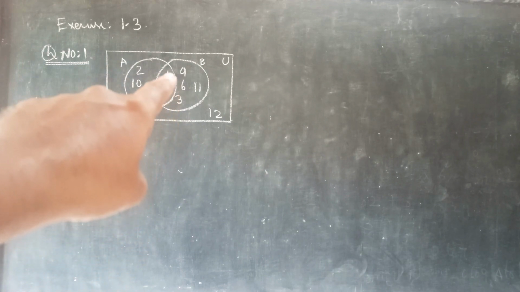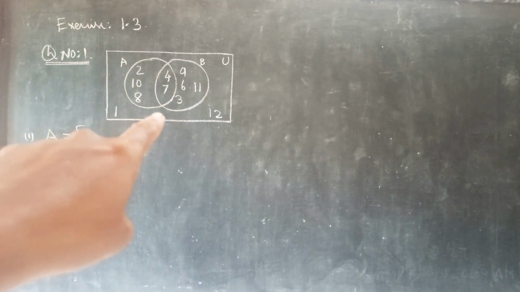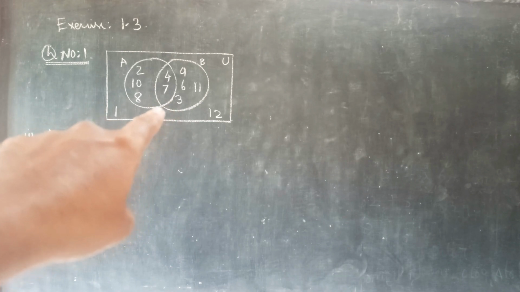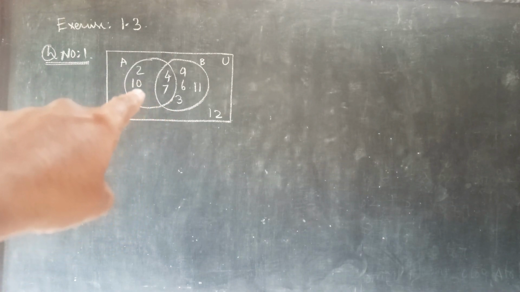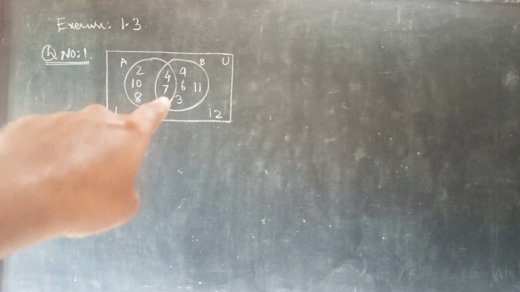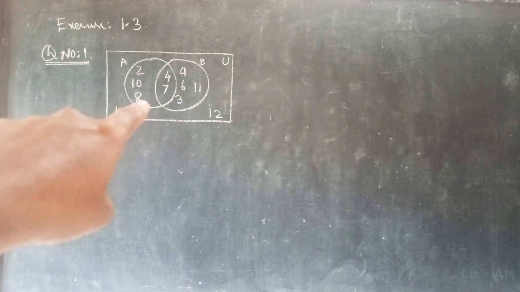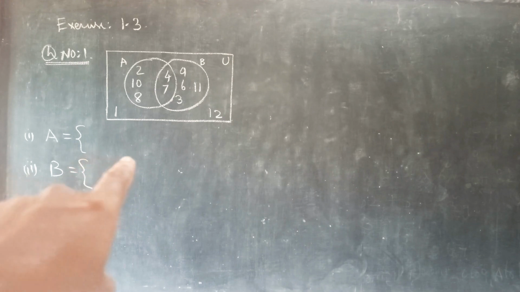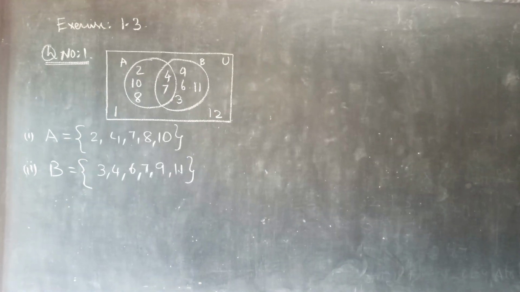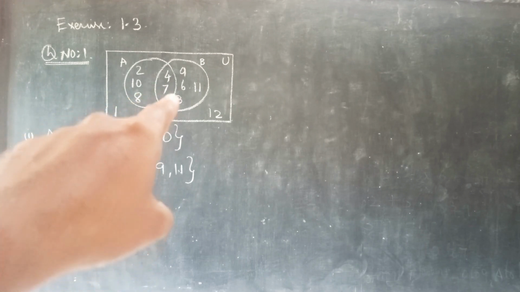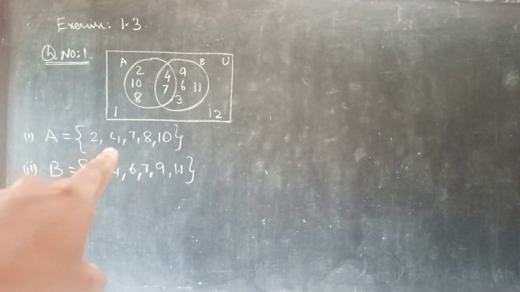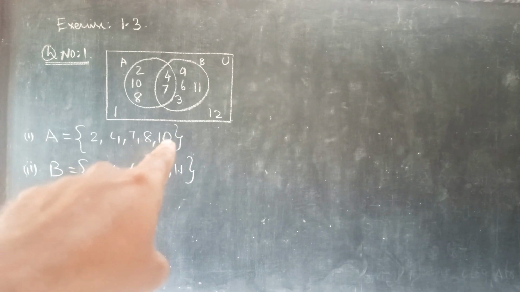So as you can see, this is the circle for the set A, and in this circle you can find the numbers 2, 10, 8, 4, 7. The elements within the circle of A should be written in answer A. So the elements 2, 10, 8, 4, 7 are written as 2, 4, 7, 8, 10.